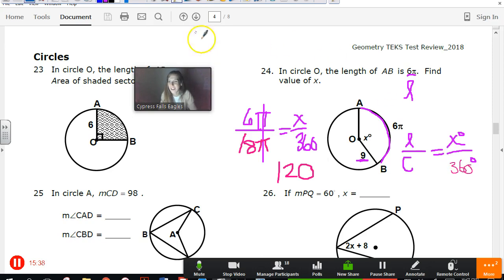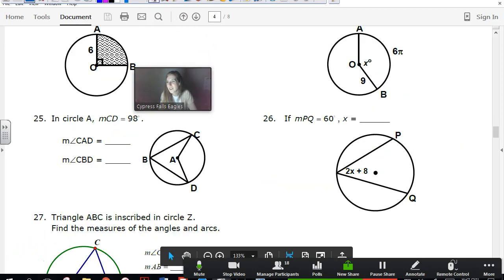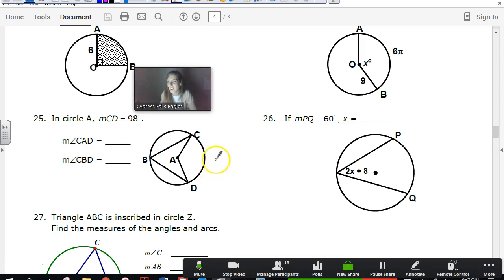120 degree angle. Anything else from this page? Real quick, 25. We learned, this is not length now. This is the arc measure, which is different than the arc length. We learned that central angles equal their arc, and inscribed angles are half of their arc. So central angles equal their arc, and you got those mixed up. And inscribed angles are half of the arc. So angle CAD is 98 and angle CBD is 49.